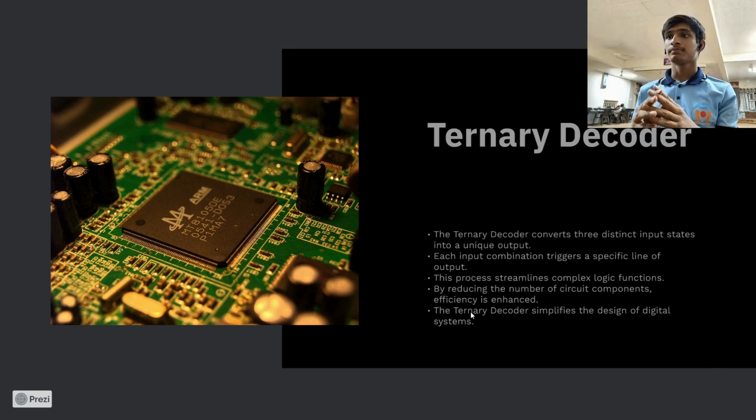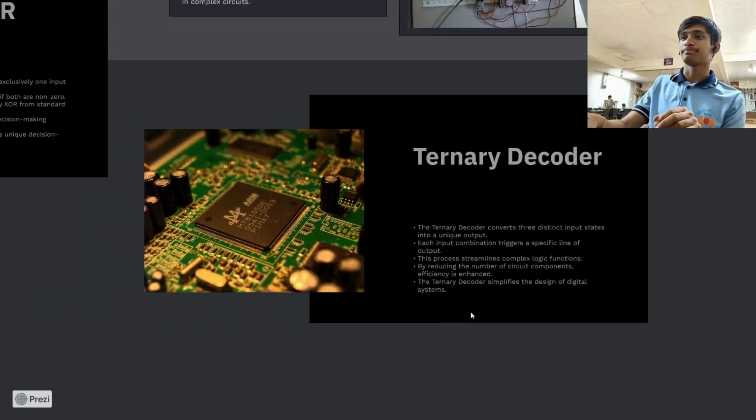Ternary decoder. A ternary decoder converts three distinct input states into a unique output. Each input combination triggers a specific line of output. This process streamlines complex logic functions. By reducing the number of circuit components, efficiency is enhanced. The ternary decoder simplifies the design of digital systems.